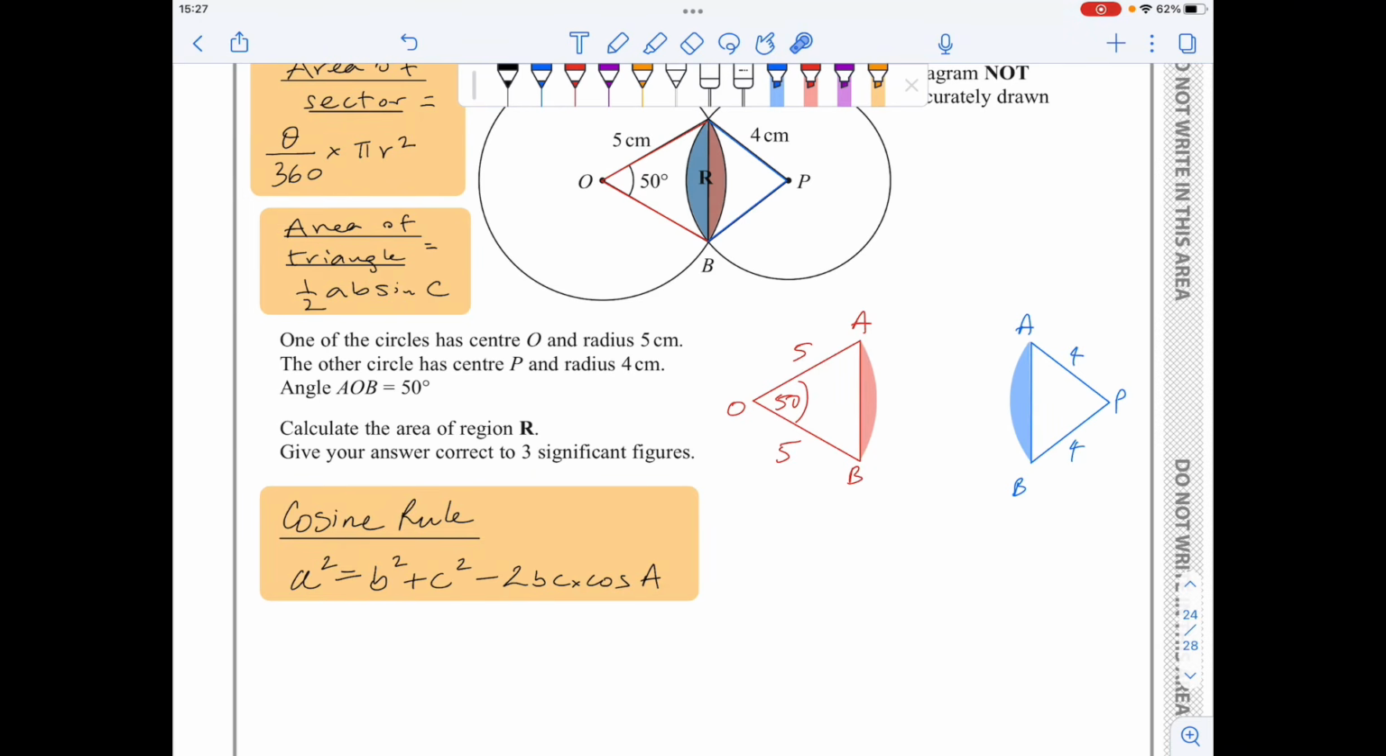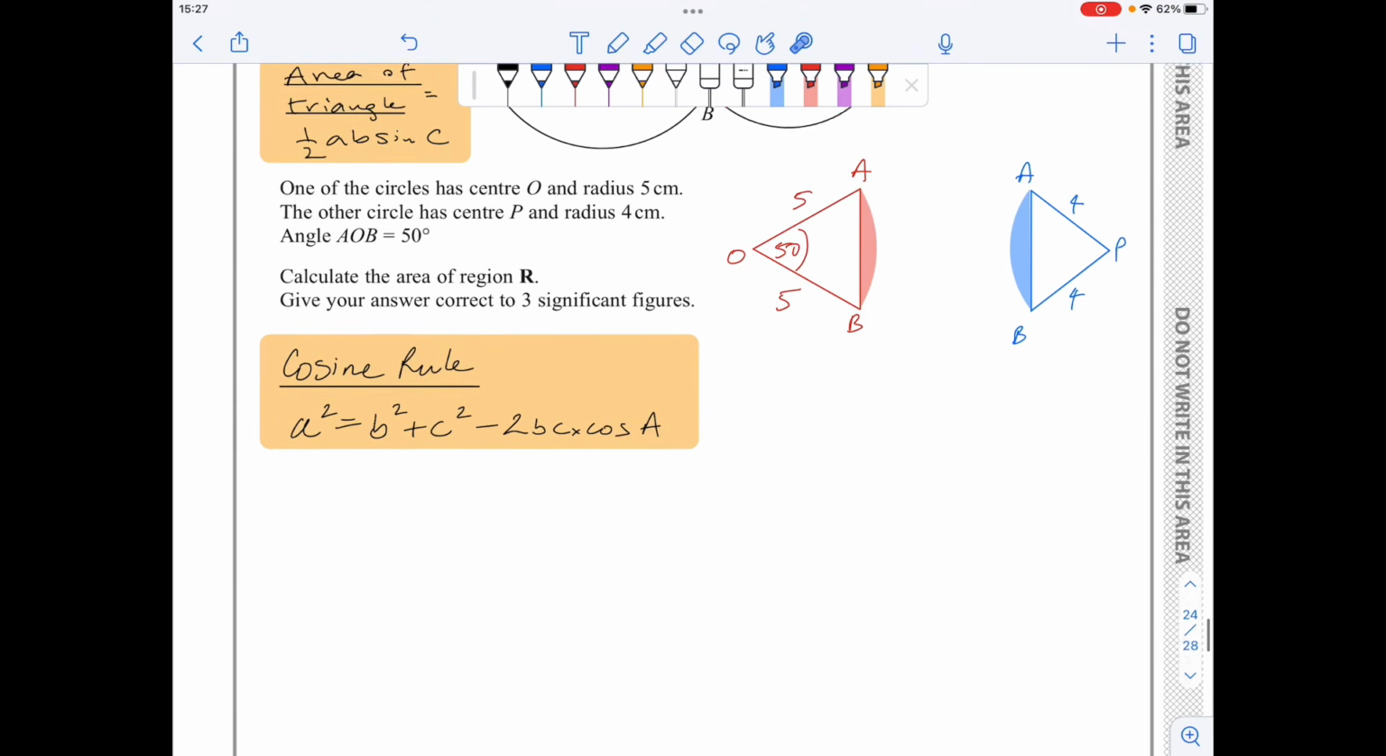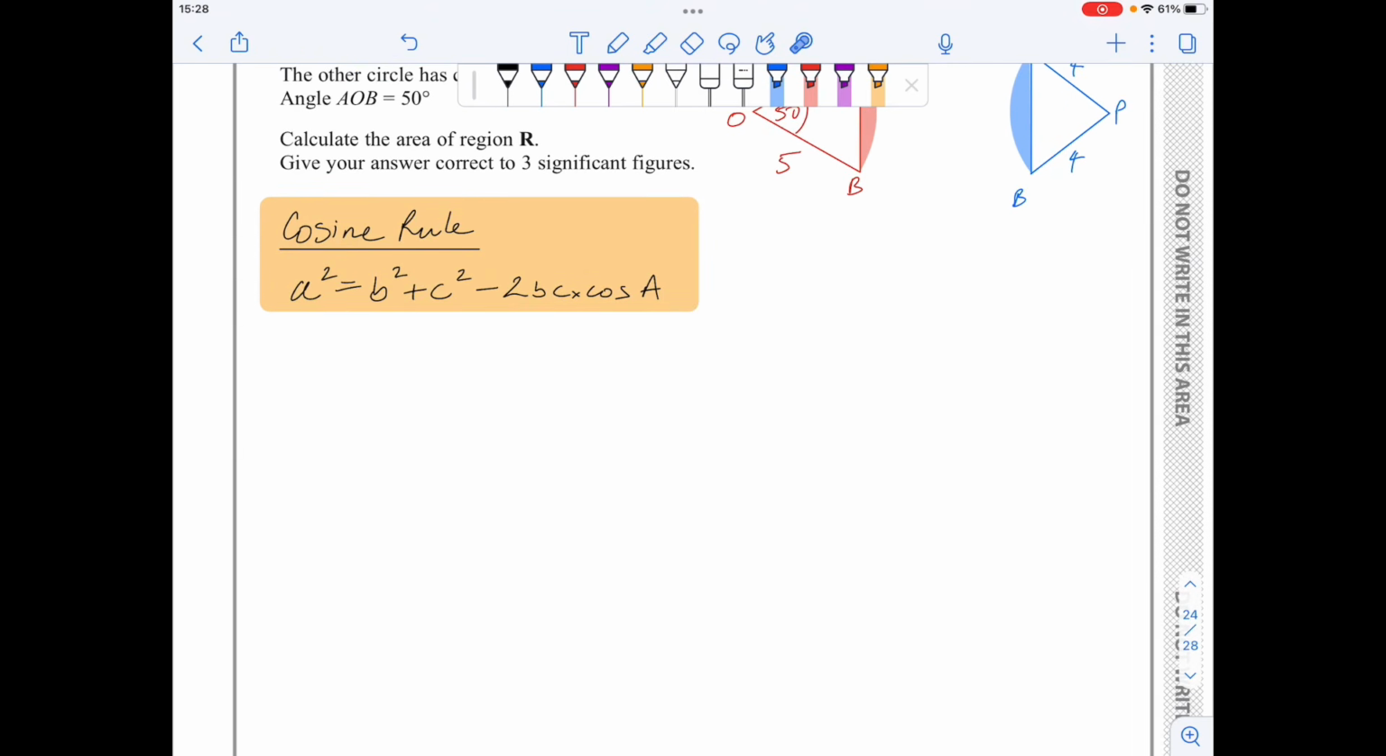So let's start by finding the side AB. Let's substitute the values in. AB squared is equal to 5 squared plus 5 squared minus 2 times 5 times 5 cos of 50. This is equal to 17.86 and so on. AB is the square root of this number. That's 4.226182617. You can store this in the calculator if you want.